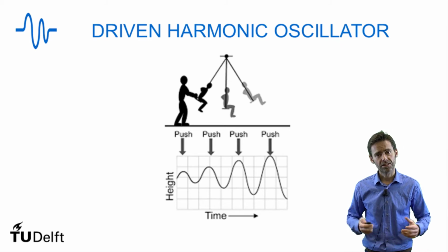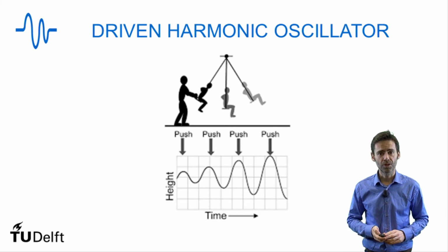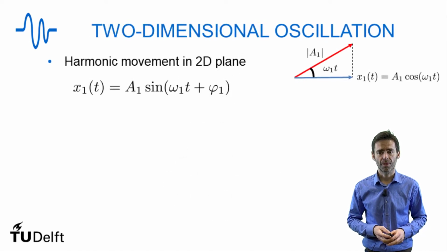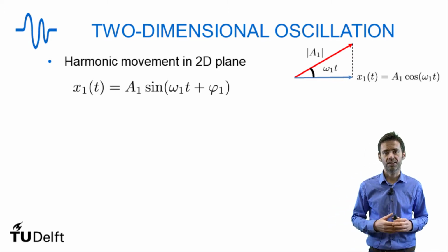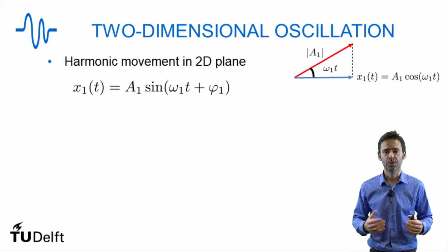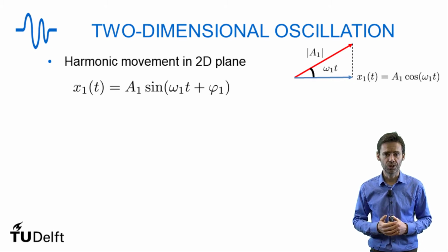All right. Now we have looked at the driven harmonic oscillator. Now let's look at other types of coupled oscillations. So what happens if we add two oscillations together? We will look at this in a bit more detail by representing a harmonic oscillator as a motion of a vector in the 2D plane.